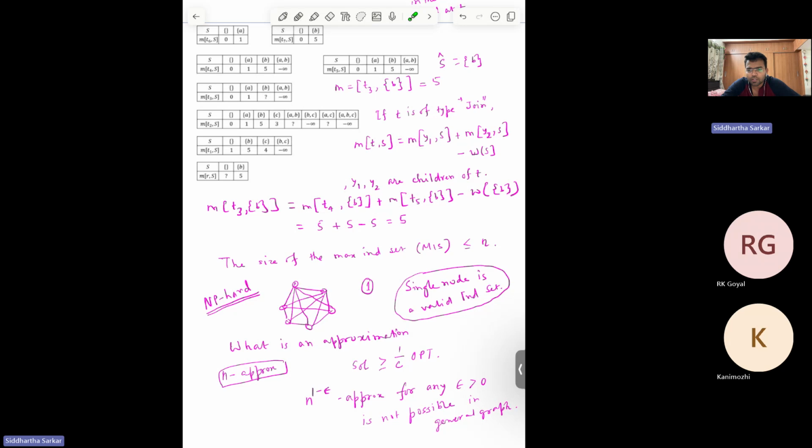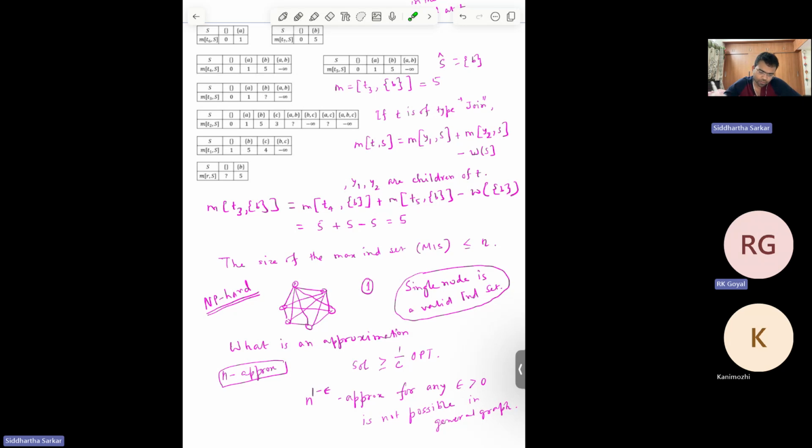Yeah, so there is a reduction. But let's take a break now, and in the break, I'll find this nice proof of n to the 1 minus epsilon hardness of maximum independent set. Yes, sure. This is the end of this question.